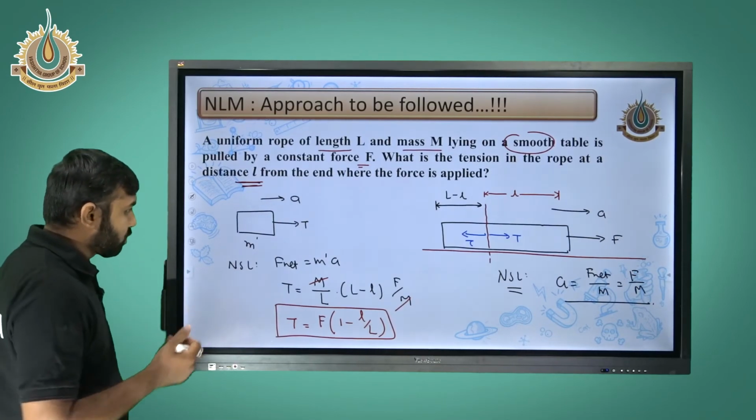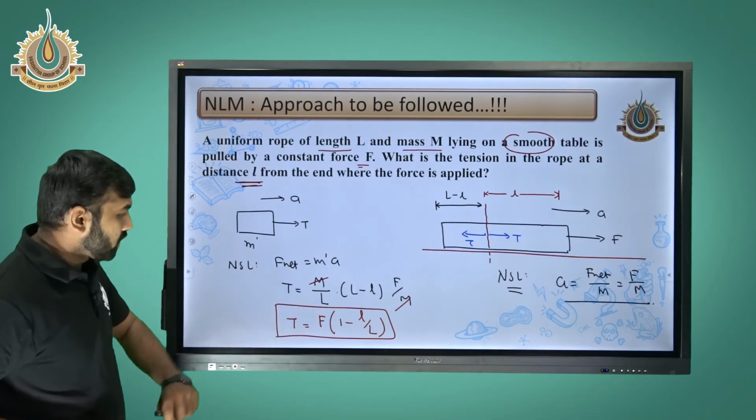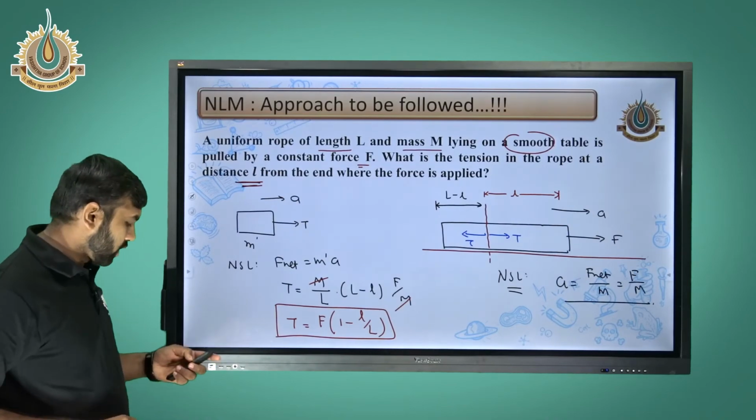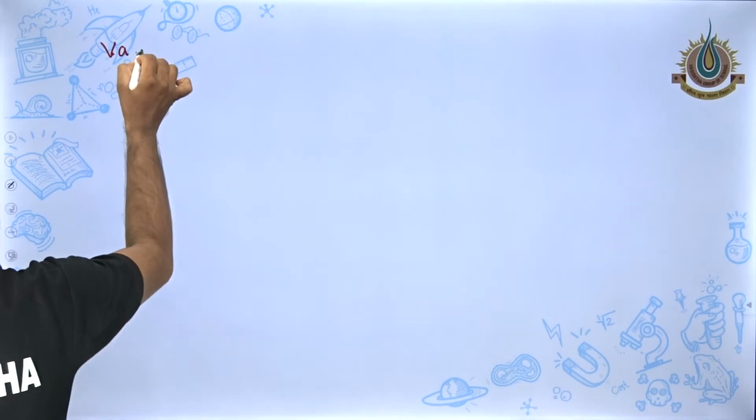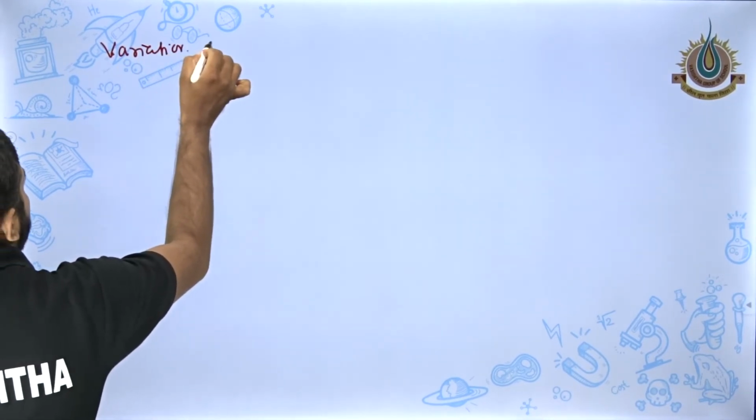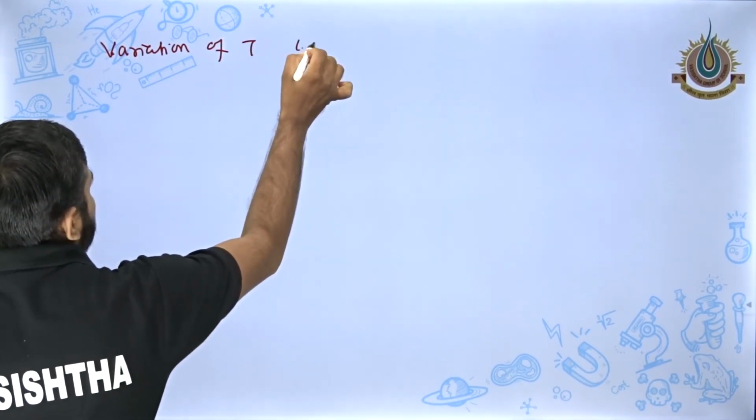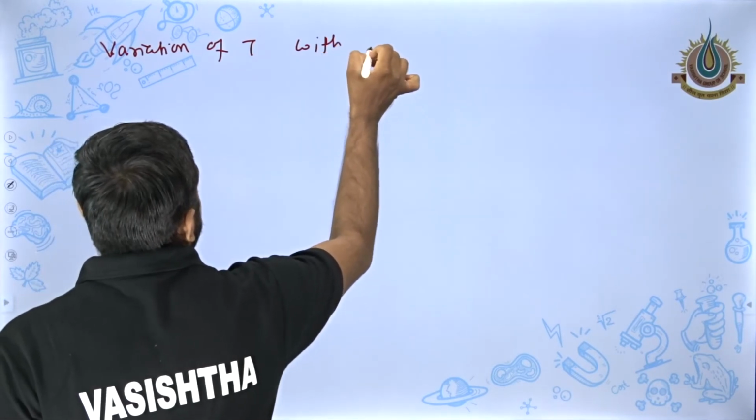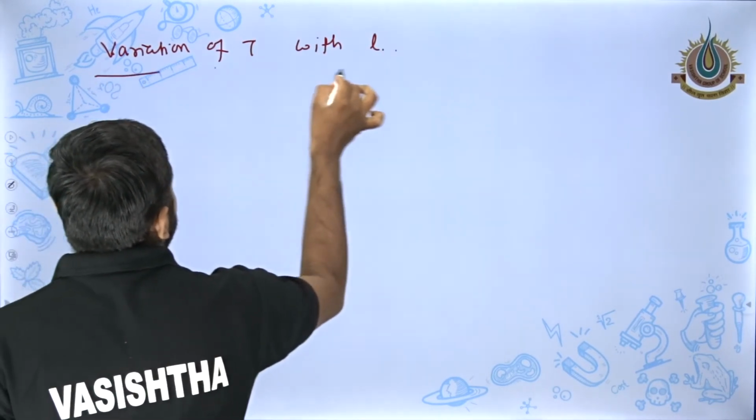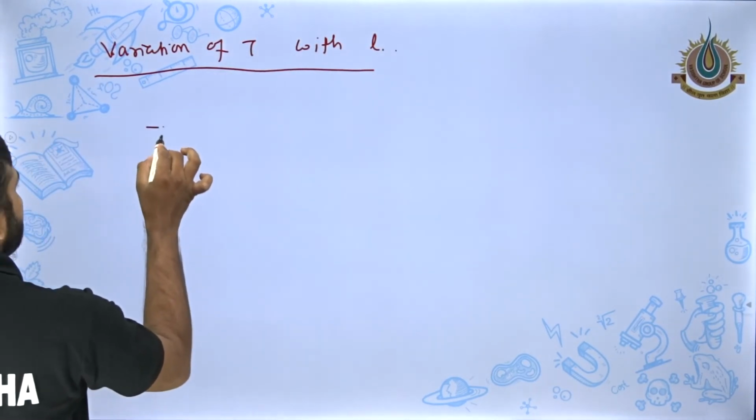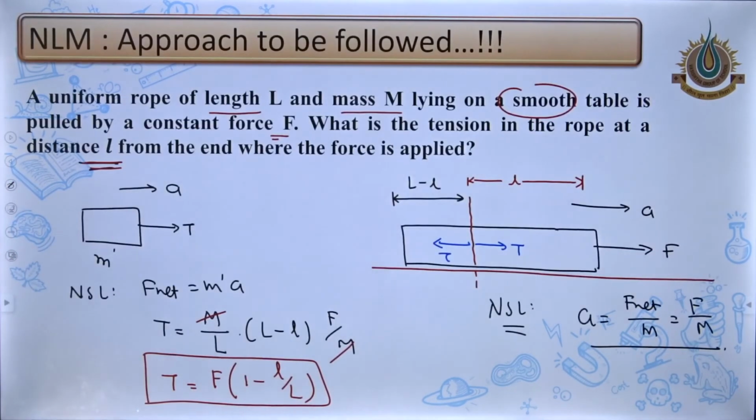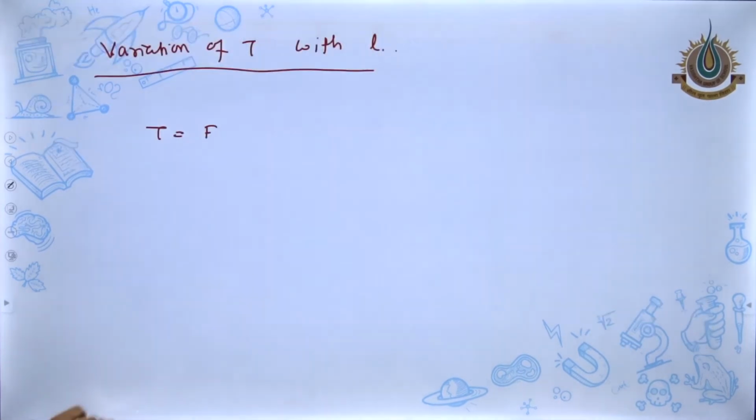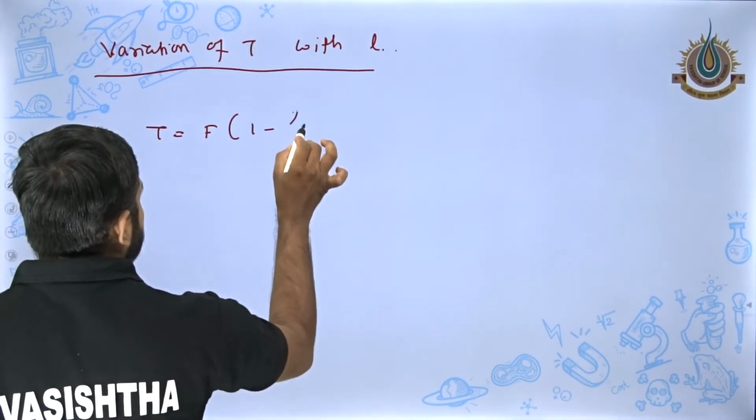But suppose ऐसा कुछ पूछा है कि variation of T with respect to length है, तो आप कैसे आंसर लिखोगे? See, ऐसा भी यहाँ पे क्वेश्चन हो सकता है. Variation of tension with length. ऐसा पूछा नहीं है, but how to get this? So you write the answer. So T is equal to force into what we get? 1 minus L upon L. So 1 minus L upon L.